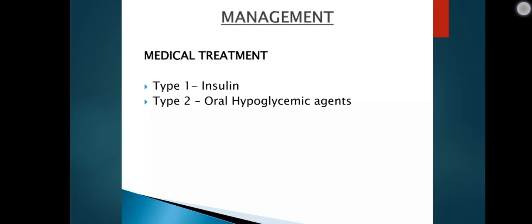And what will be the management for type 2 diabetes mellitus? We will give oral hypoglycemic agents to the patients, and we will discuss oral hypoglycemic agents in the next slide.